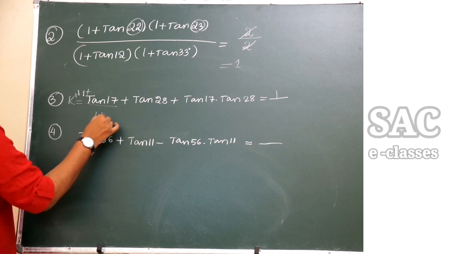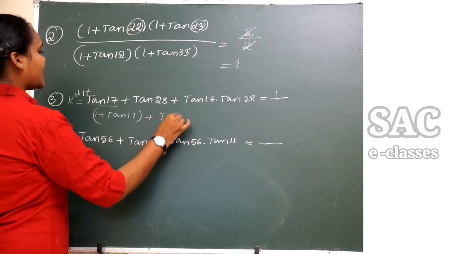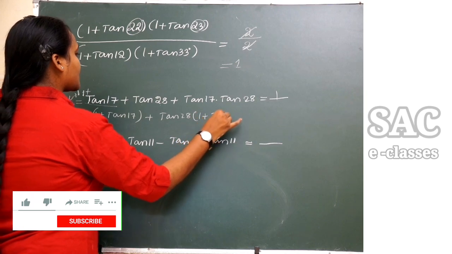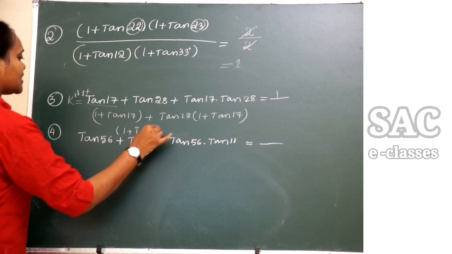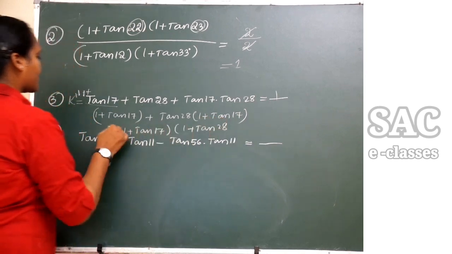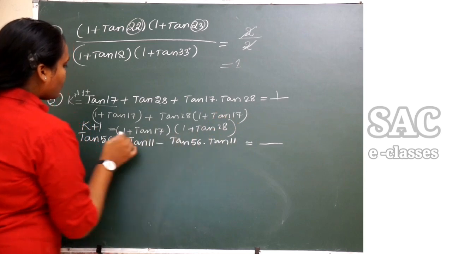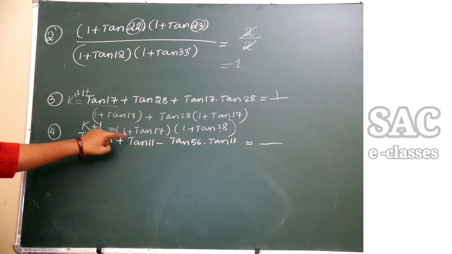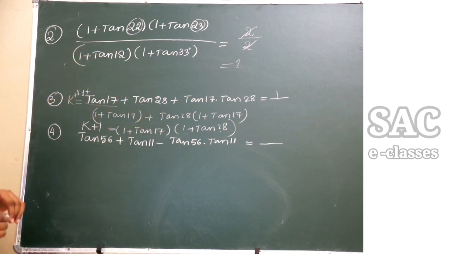So can I write 1 plus tan 17? Yes. Plus tan 28. What I have done is simply taken tan 28 common. So 1 plus tan 17. Clearly 1 plus tan 17 into 1 plus tan 28 is k plus 1. Right. So again it is looking like 1 plus tan A into 1 plus tan B. 1 plus tan A into 1 plus tan B value is what? Its value is 2.